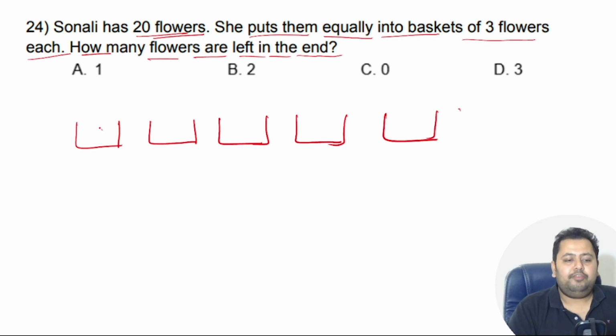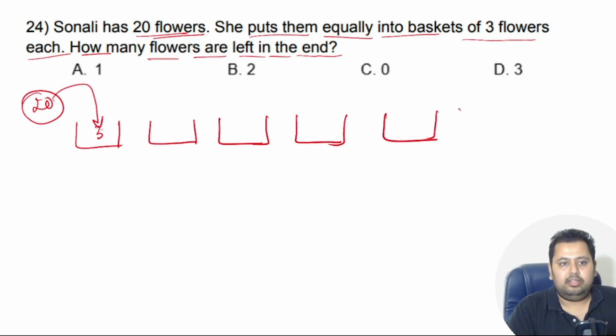Great. So say for example, this has 3 flowers. So there were 20 flowers, right? So from 20, Sonali puts 3 flowers over here, right? If she puts 3 flowers inside basket number 1, then how many are left with her? She will then have 17 flowers, right? 20 minus 3, 17 with her. From 17, she will again put 3 flowers in basket number 2. How many flowers would be there with her then? 17 minus 3, that is 14.